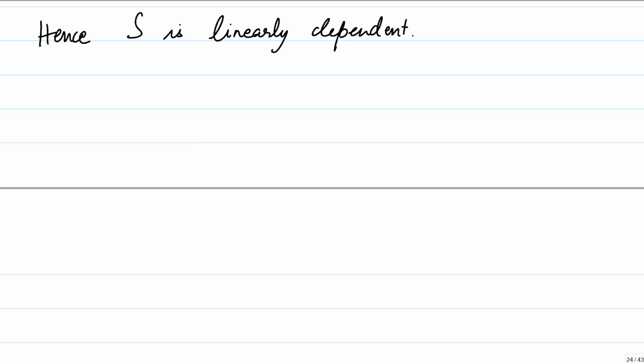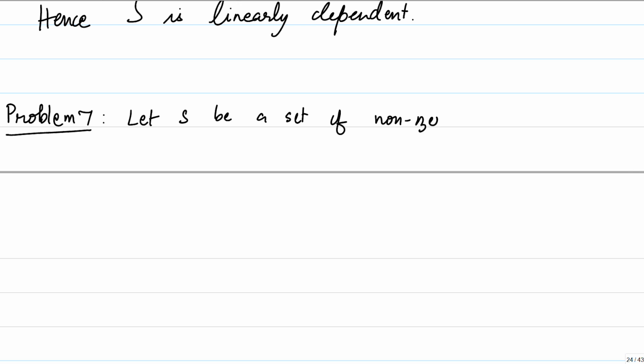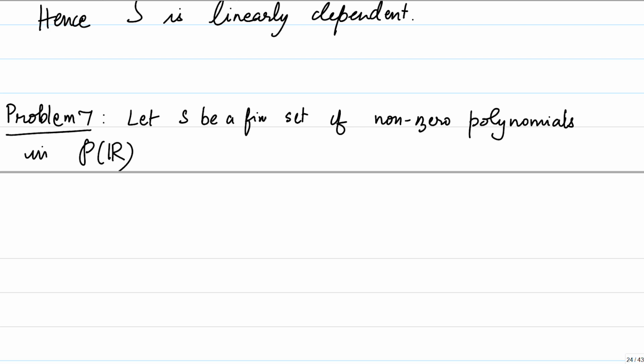The next problem demands that we check for a subset to be linearly independent. So, this is problem 7. Let S be a set of non-zero polynomials in P of R. Let us put it as a finite set. I do not need to impose this, you should think about why this is true when it is not imposed. The finiteness condition is not imposed, this should still be true, but nevertheless, let S be a finite set of non-zero polynomials in P of R such that no two polynomials have the same degree.